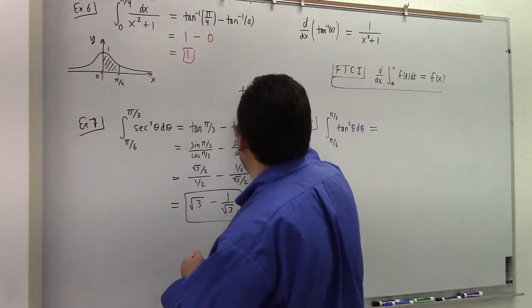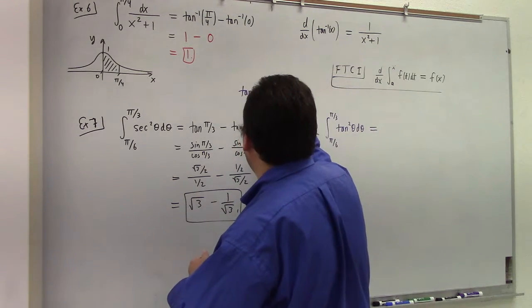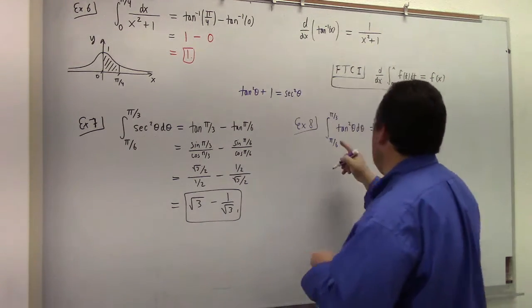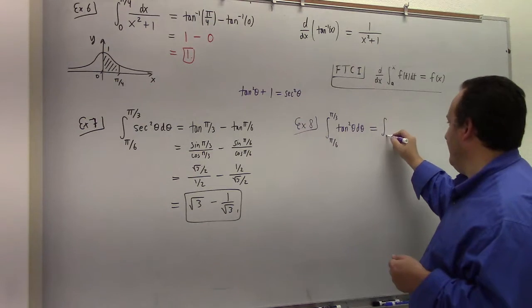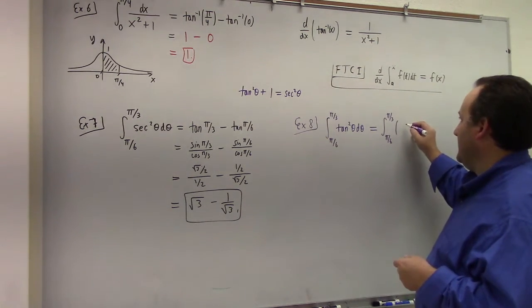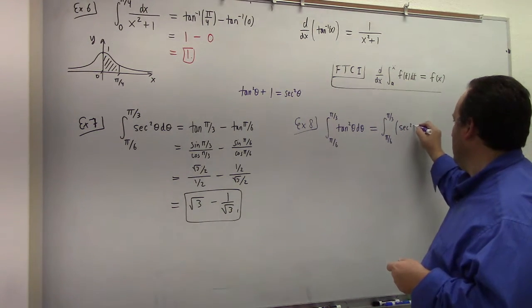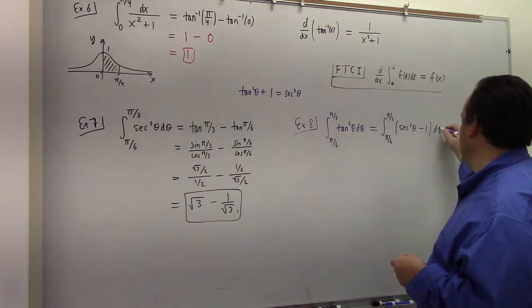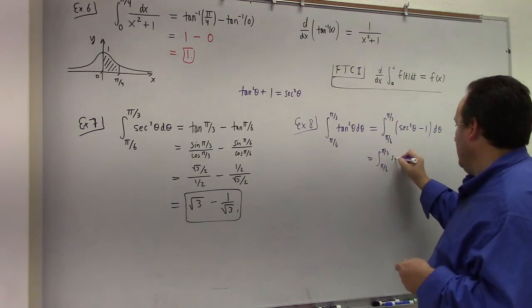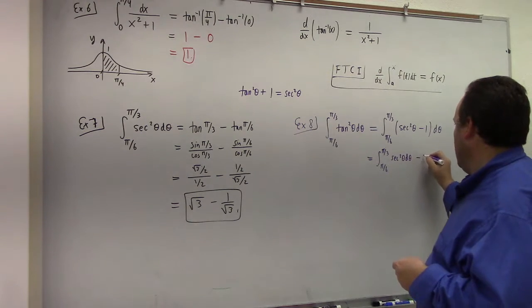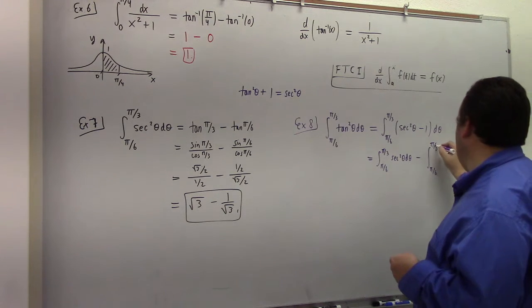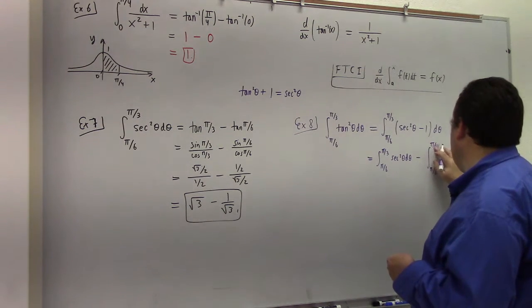We've got tangent squared theta plus 1 equals secant squared theta, right? So I can trade tangent squared for secant squared theta minus 1. And so this is the integral from pi over 6 to pi over 3 of secant squared theta d theta, minus the integral from pi over 6 to pi over 3 of d theta.